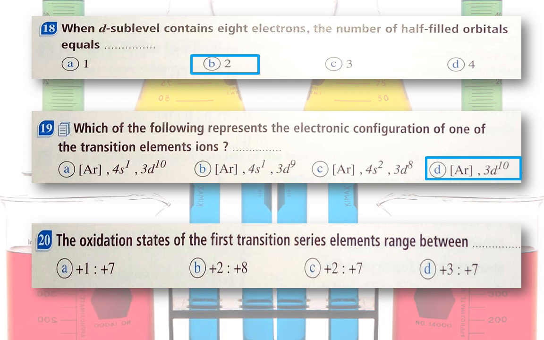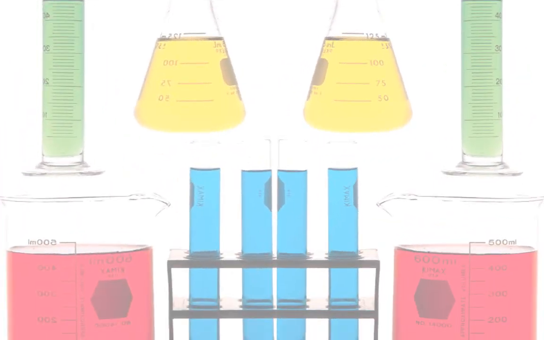Question number 20, the oxidation states of the first transition series elements range between... It means that it loses a great amount of electrons, so it will be from +1 to +7. It means that it will lose a large number of electrons to make different oxidation states.